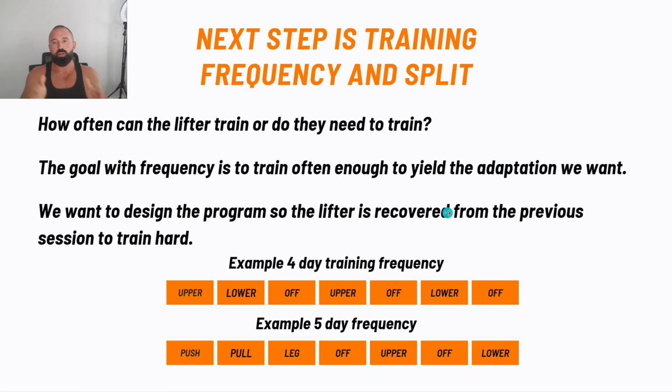So then the next step we go to is what we just spoke about, the frequency and the split. So how often can that lifter train, or do they need to train? The goal with frequency is to train often enough to yield the adaptation that we want. So frequency works up until a point. Generally around two exposures a week seems to be the best, especially if we're trying to build a physique and grow muscle. Beyond that, you can experience a little bit of progress, but that's at the cost of maybe looking at other things like your recovery.